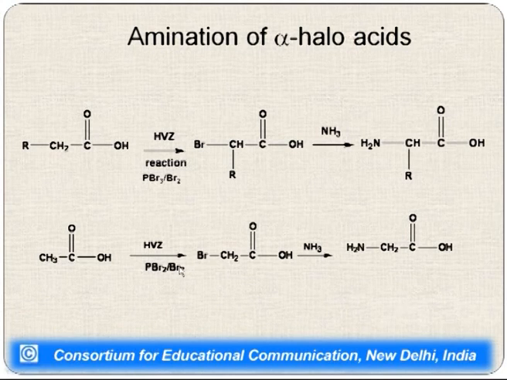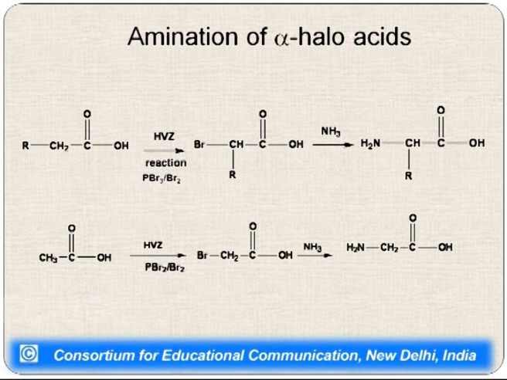If I had taken, instead of acetic acid, propionic acid and did the Hell-Vollhard-Zelinsky reaction, I would have got 2-bromo propionic acid and then finally the alpha amino acid which is alanine. So this is the way of doing alpha halo acid amination.